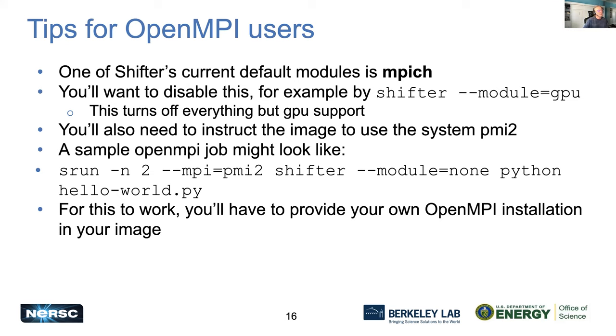Okay, some tips, especially for OpenMPI users, and NVIDIA deep learning users are often in this category. As I said, we're loading the mpich module by default, but that's not helpful if you're using OpenMPI, so you'll want to turn that off. If you want to keep GPU support, you can do a --module=gpu. One additional step is that you're going to need to tell Slurm to use the system PMI2 instead of the Cray PMI. That's what we're doing here with --mpi=pmi2. And inside Shifter, we need to tell it module none in this case. This should be suitable to get your OpenMPI running correctly on Perlmutter. Of course, you'll have to provide your own OpenMPI installation in your image, or use an NVIDIA image that already has one.